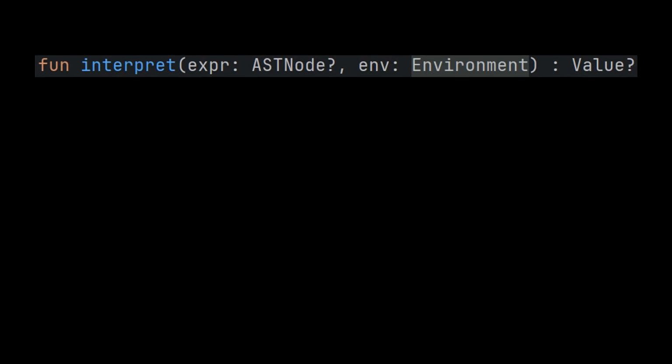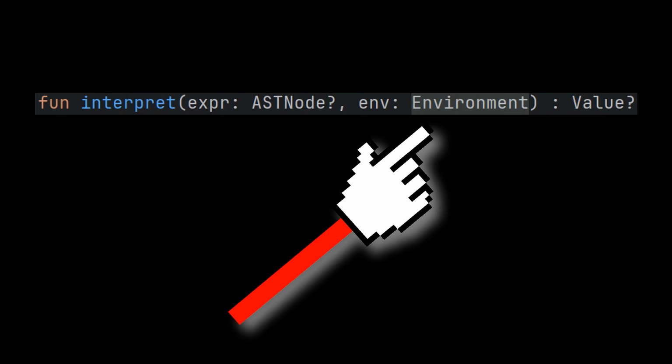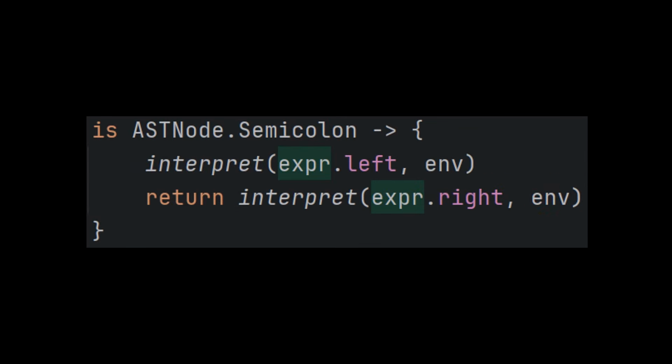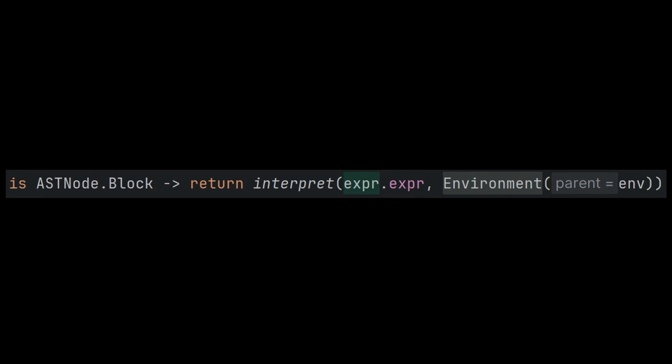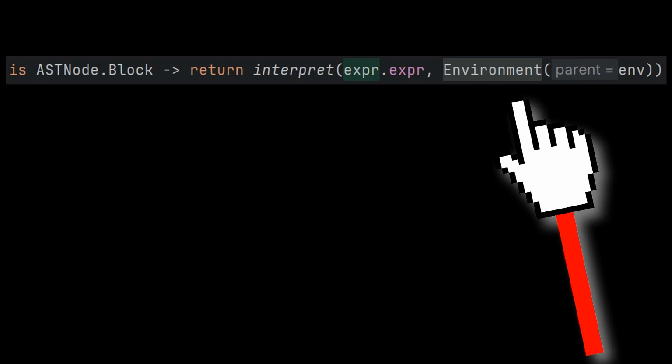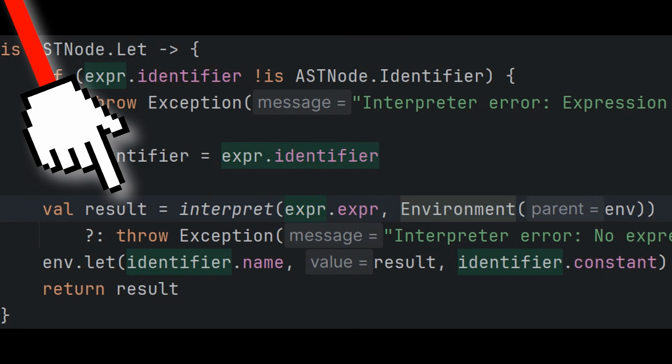So the interpret function takes in not just the AST node to interpret, but the current environment as well. We start with an empty environment, and when calling interpret recursively, we usually just pass the same environment that we received. A new block, though, creates a new child environment based on the old one, and the let AST node adds variables to the environment.